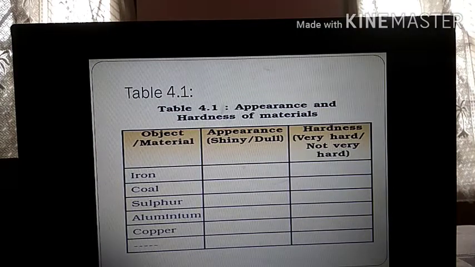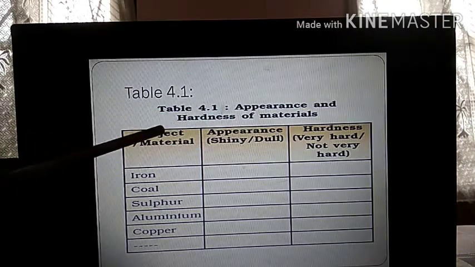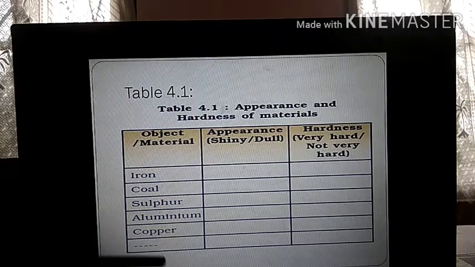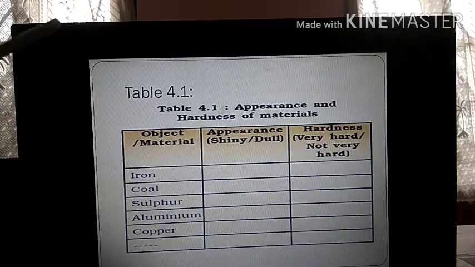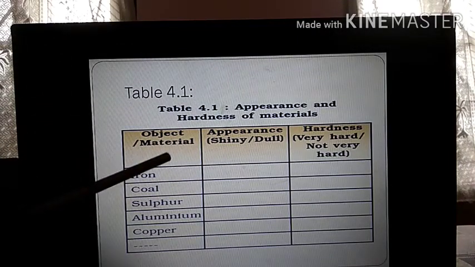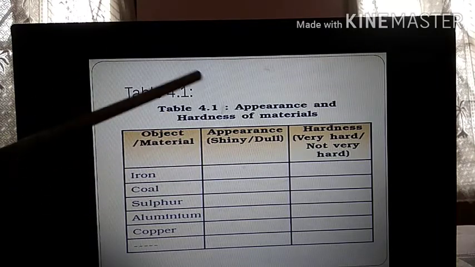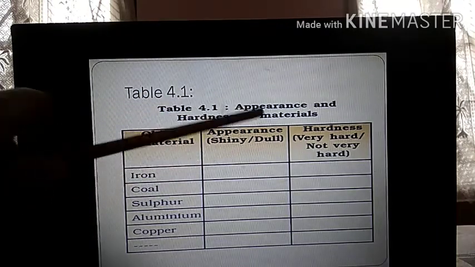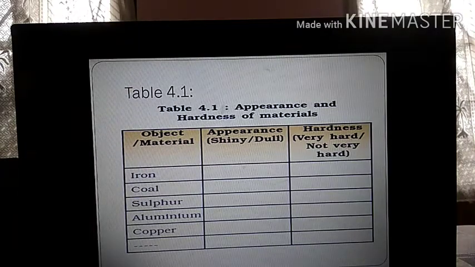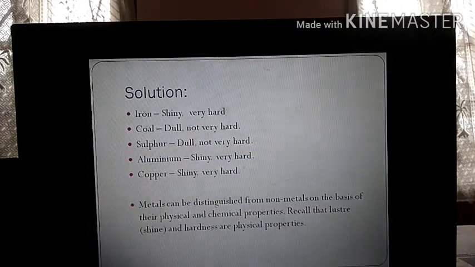So first, you will get this table in your textbook. You will get table 4.1, that is appearance and hardness of materials. This particular table will tell you to write against these columns what the appearance of these materials is. Are they shiny, are they dull, or are they hard or not very hard? So this you need to fill up. I have given the solution in the next slide. Yes, so this is the solution.